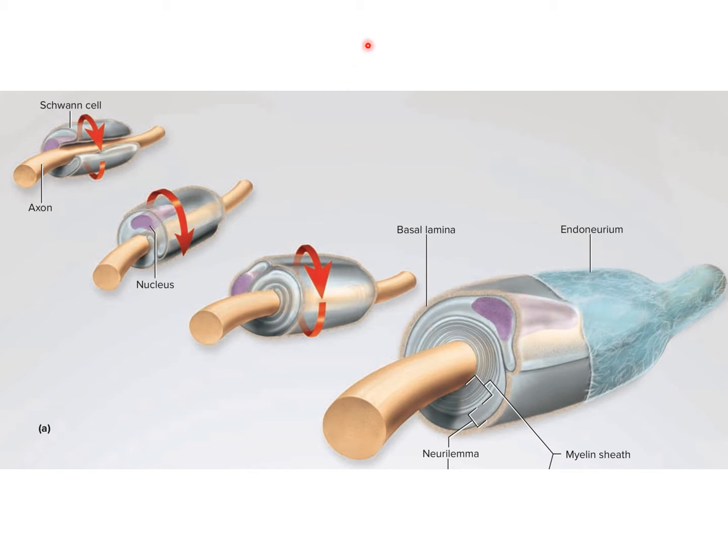So one axon of one neuron would have many Schwann cells, while in the central nervous system, the oligodendrocytes have many processes that come and do the same process as the Schwann cell. However, one oligodendrocyte can myelinate many neurons, while here, in the peripheral nervous system, one Schwann cell will myelinate one part of one axon.